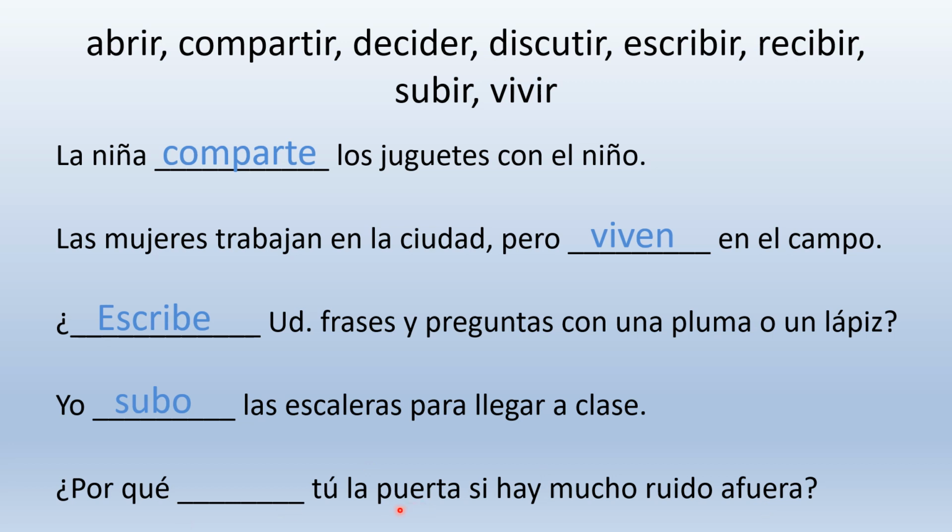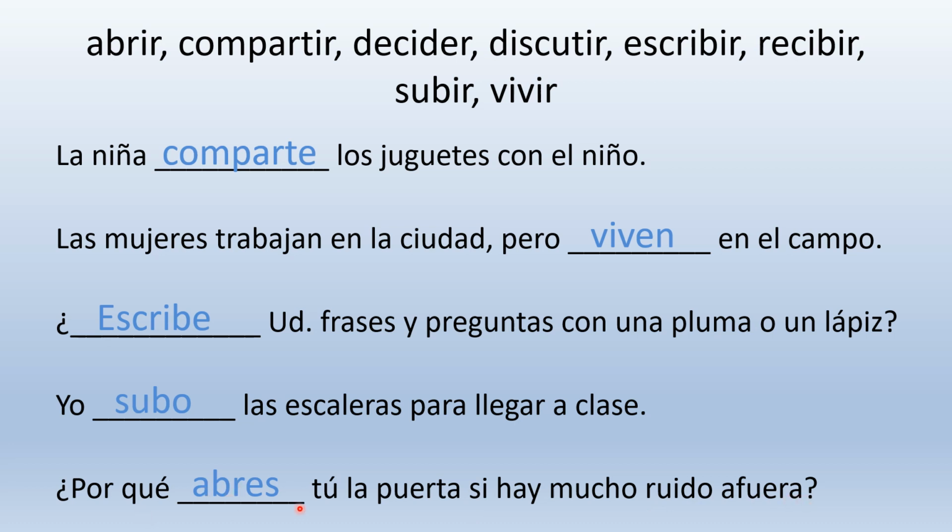So you do something with the door. What would you do with the door? To decide on the door, probably not, receive the door. Maybe open the door? Yes, abrir. And to conjugate abrir, we take the root abr and we add es. So the answer is abres. So repeat. ¿Por qué abres tú la puerta si hay mucho ruido afuera? Why do you open the door if there's a lot of noise outside?